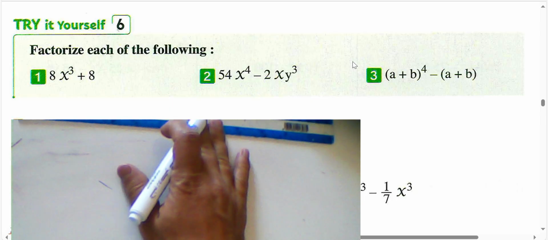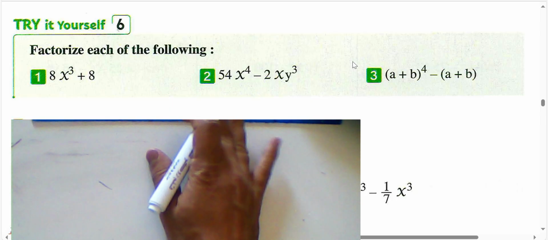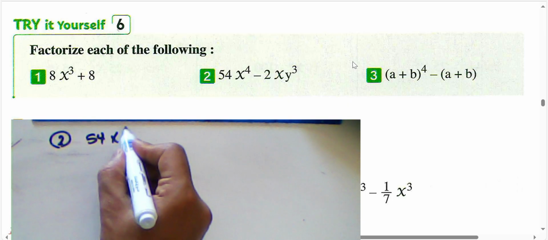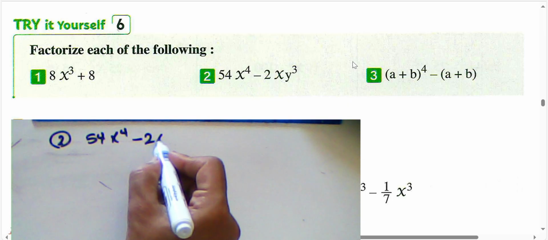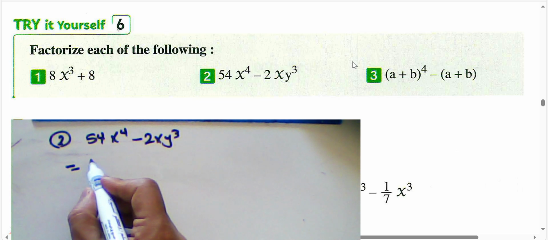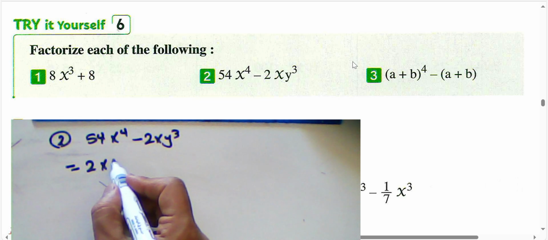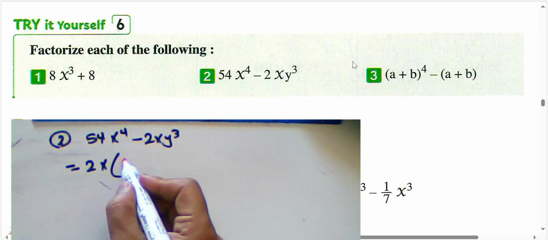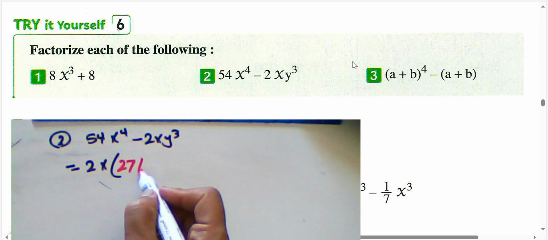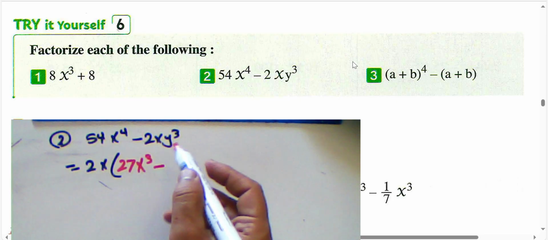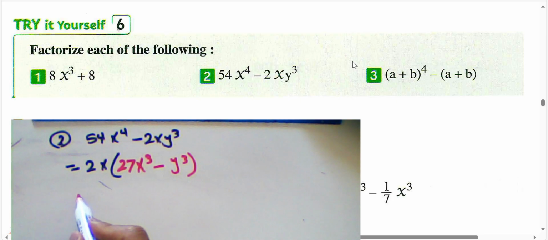Question number 2. Also we can write the common factor between the two terms. We have 54x power 4 minus 2xy power 3. We can write 2x as the common factor between them, and then divide. 54 divided by 2 equals 27. x power 4 divided by x equals x power 3, and 2 divided by 2 is 1, x divided by x equals 1, and then y power 3 remains.